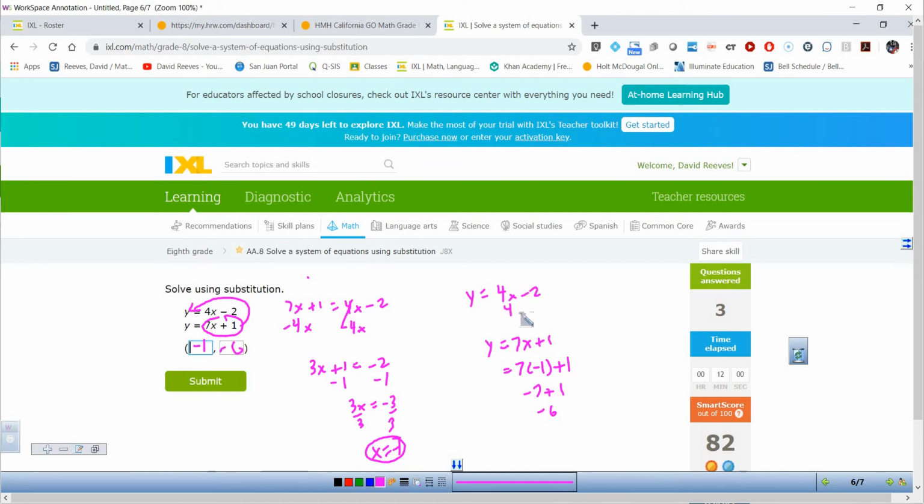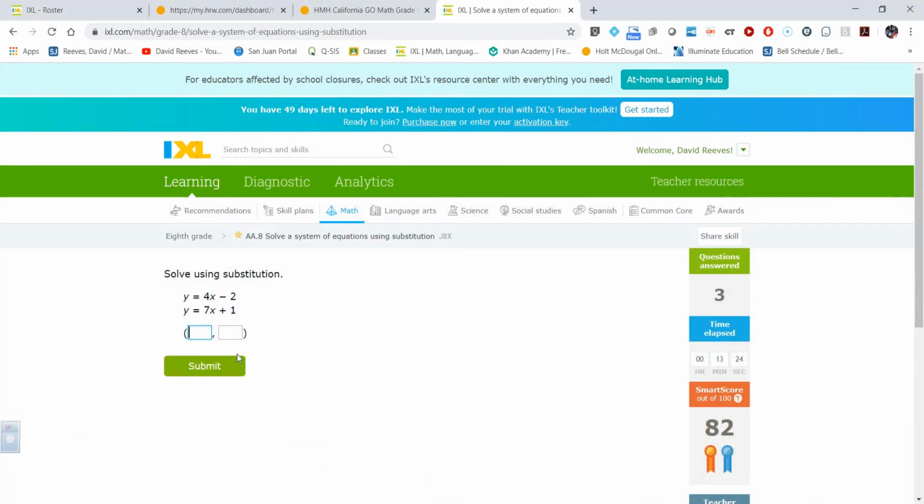And if you didn't believe me, I'm going to prove it to you. What is 4 times negative 1? Negative 4 take away 2. What do we get? We also get negative 6. So negative 1, negative 6 is the answer that we want right here. Negative 1, negative 6, we go. And man, we're good. Look at that.